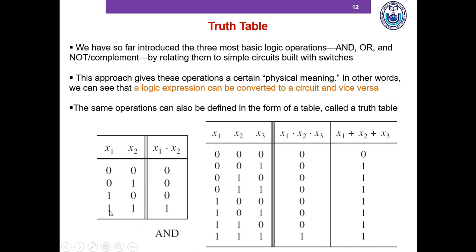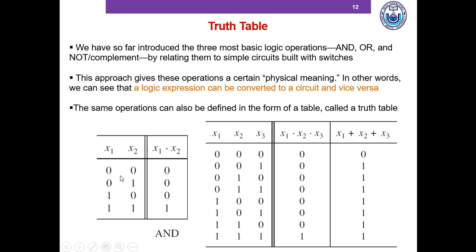Again, if we observe the first two columns of x1 and x2 here, we see that the x1 and x2 values are not just listed randomly. The values are listed such that they form a row index of the truth table. What do I mean by that? Let me show you with the example truth table on the left, the two-input AND truth table.